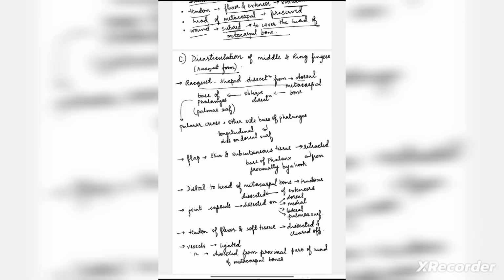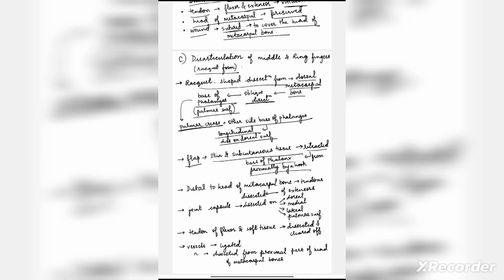Racket shaped dissection from dorsal metacarpal bone. An oblique dissection is made at the base of the phalange on the palmar surface. A palmar crease, other side is base of the phalange, longitudinal dissection on the dorsal surface. Flap of skin and subcutaneous tissue is retracted from the base of the phalanx and proximally by a hook.